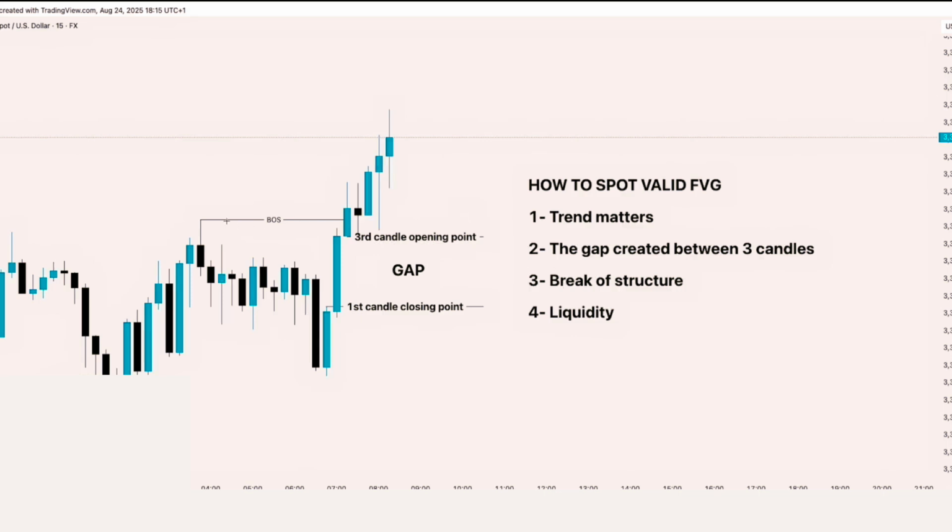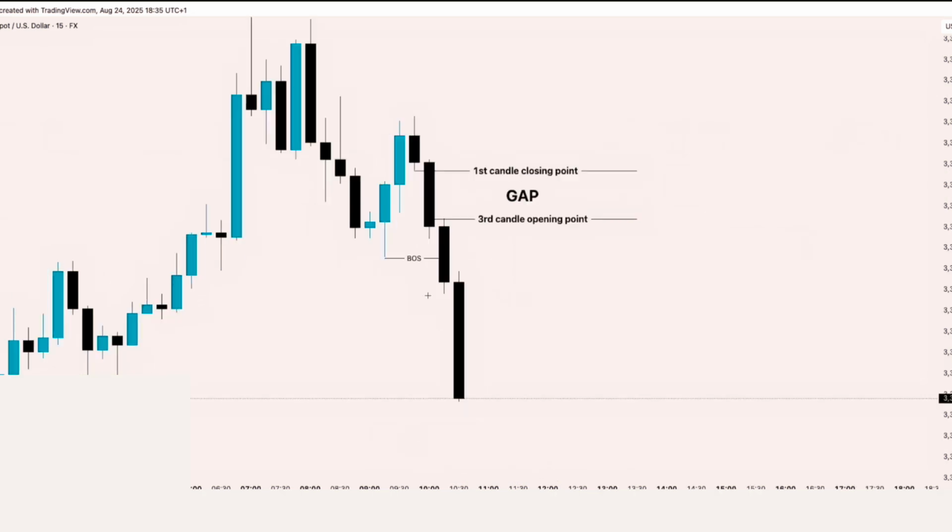So have it in mind that the imbalance must create a break of structure. So you should not just see any imbalance and just start setting your entries from there. Pay attention to the trend, and it must also create the break of structure. And then there should also be liquidity that price will clear before tapping into the imbalance. Let me also show you guys a bearish structure, because this one is for bullish structure. So this is an example of a bearish imbalance.